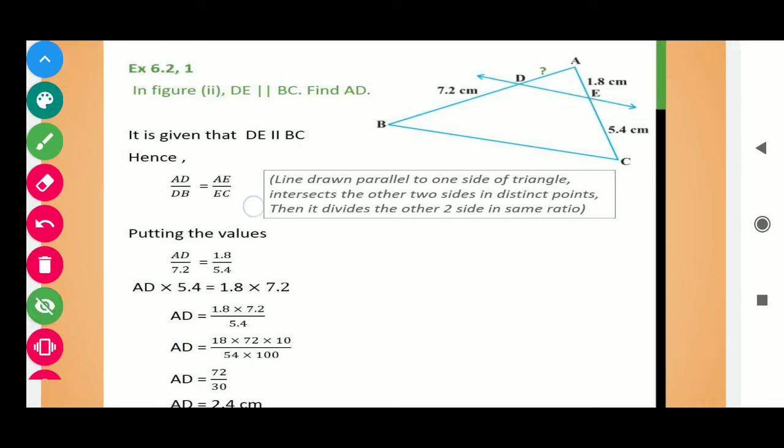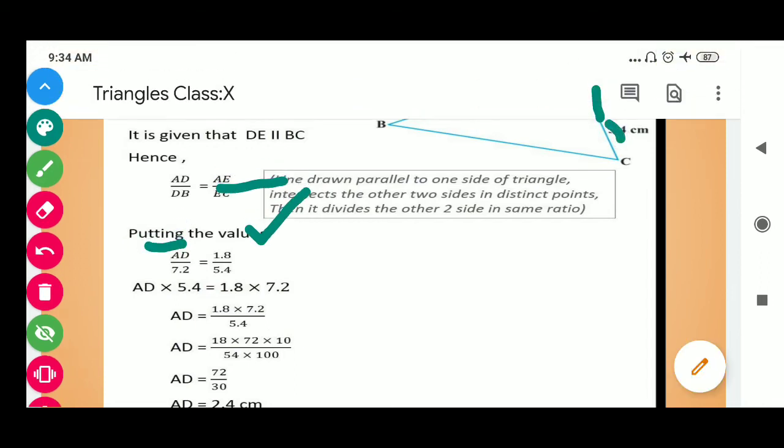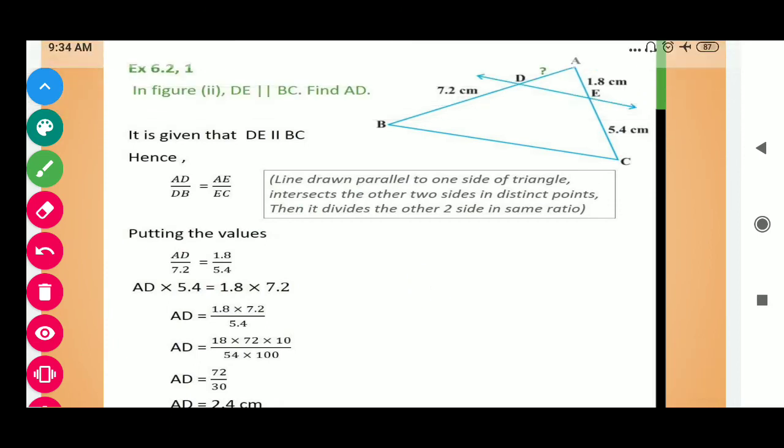A line drawn parallel to one side of a triangle intersects the other two sides in distinct points, then it divides the other two sides in the same ratio. Students, this is the basic proportionality theorem, a very important theorem. We will discuss this theorem later on. It is given that DE is parallel to BC. So we will write AD over DB equals AE over EC. So here put these values.